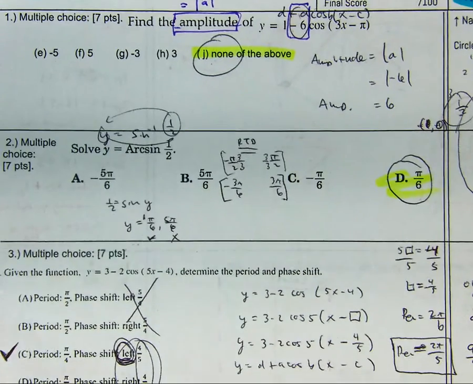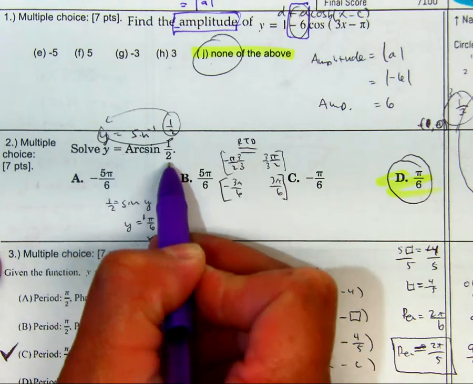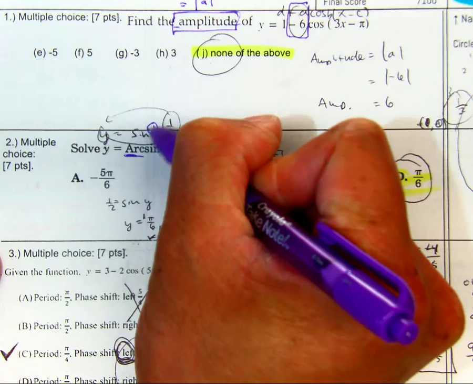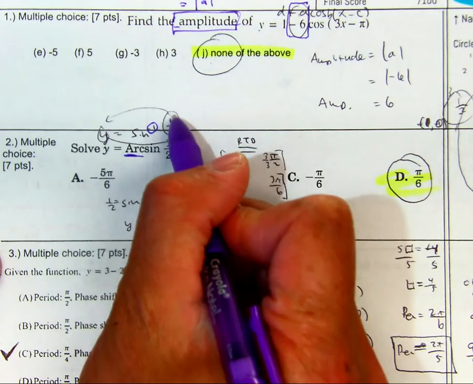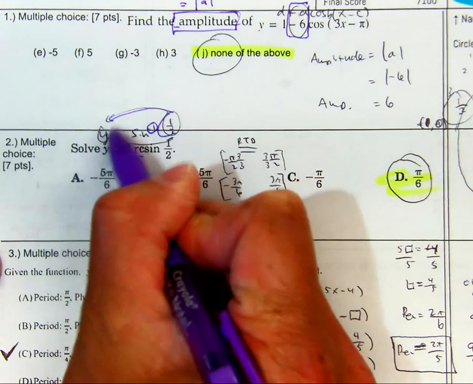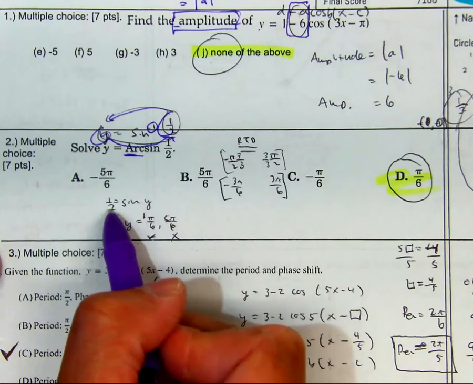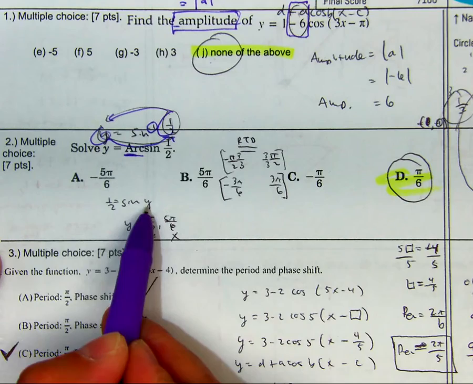Question number 2 says, solve y equals arc sine 1/2. Remember, arc is the same thing as the inverse. So the inverse of sine of 1/2. Basically what that means is for you to switch them. Draw those arrows, very helpful. So I have sine of y equals 1/2. So the question is, sine of an angle equals positive 1/2.